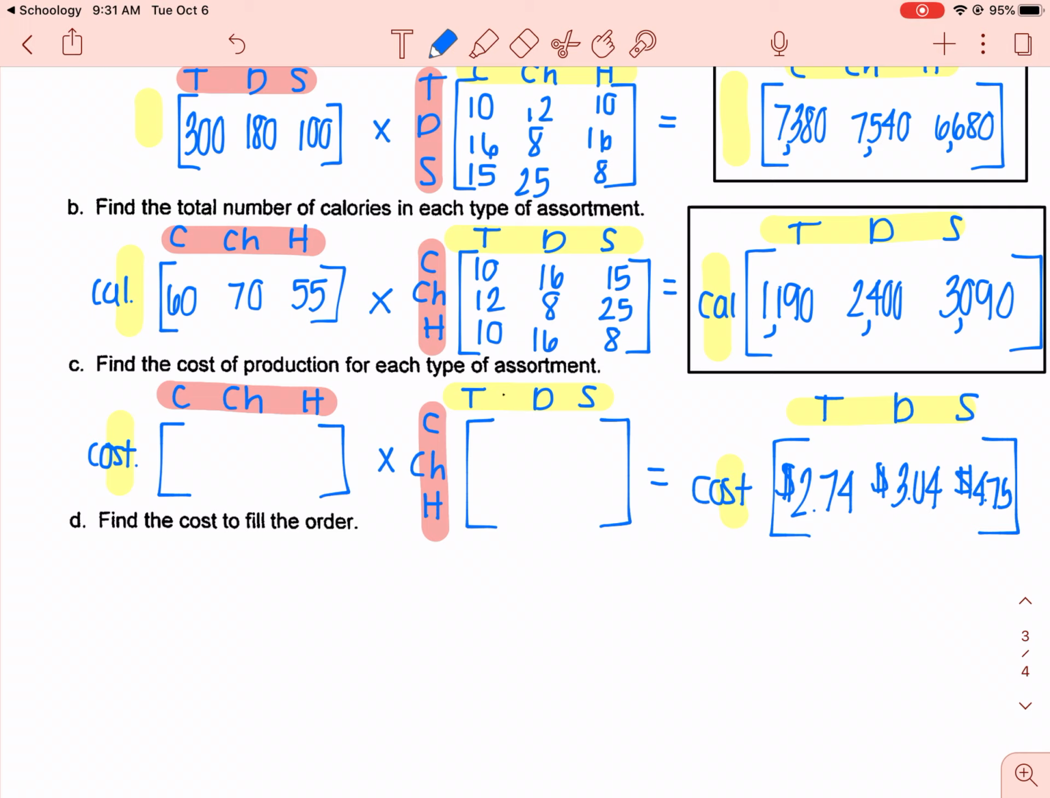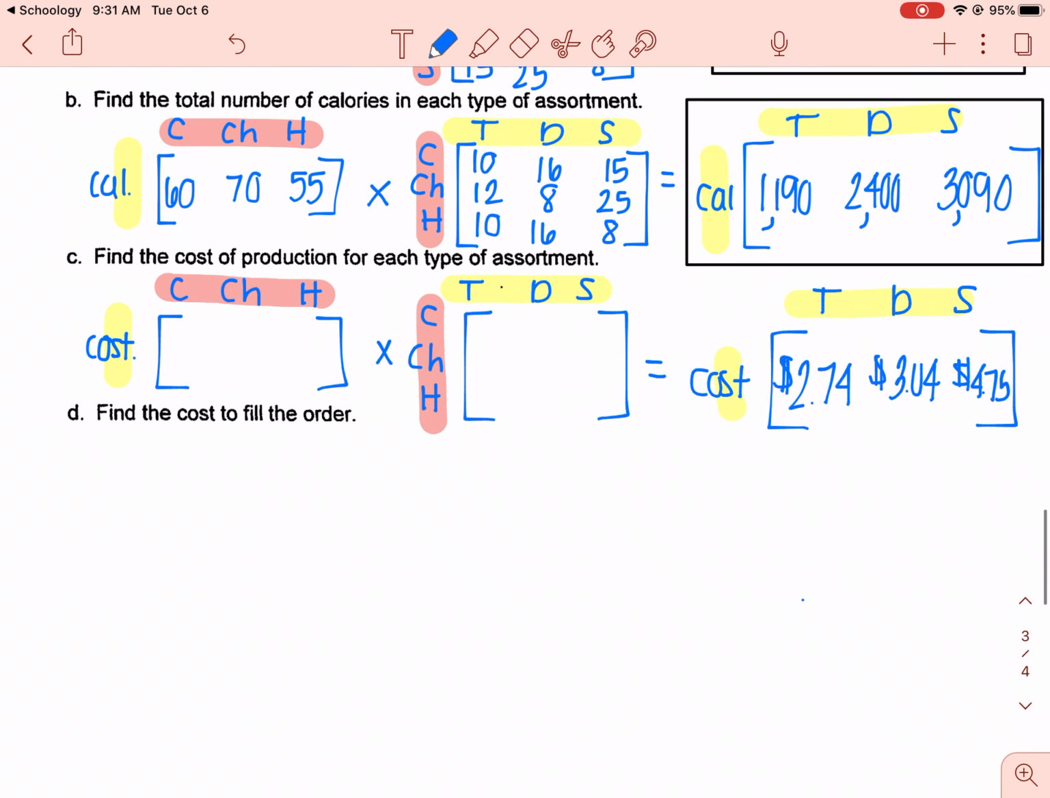Find the cost to fill the order. Last one, find the cost to fill the order. We're going to be using the problem from above times how many orders we have. So this one's actually pretty fun. You're going to be using the matrix from here. So I'm just going to, right, we need that. We need to know how much it costs per traditional, deluxe, superb, to then multiply it by how many was in the order. So this is going to be fun.